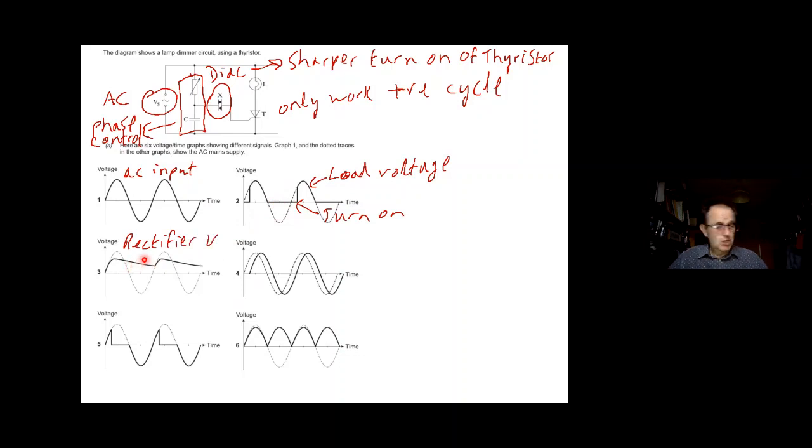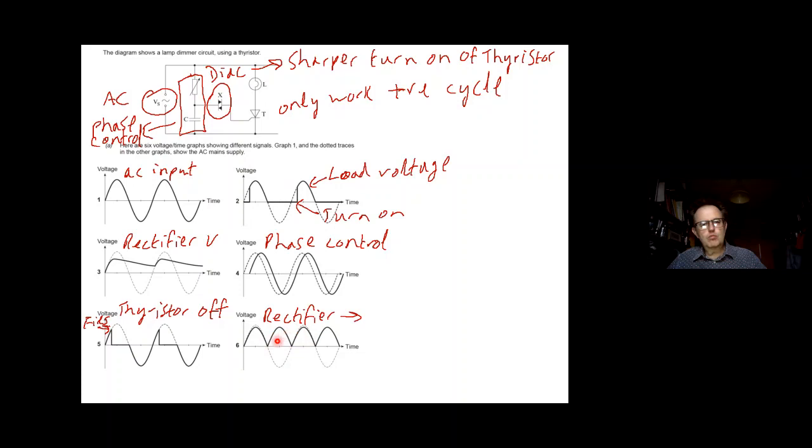Now that graph just reminds me straight away of a rectifier. So maybe it's got nothing to do with this question, they're throwing that in. Now looking at that, that is phase control. This is what happens when that resistor there has got a little bit of resistance. There's going to be a difference in phase. This one is showing the voltage of the thyristor. It fires at that point, that's where it switches on. And this one just shows a rectifier with no capacitor on it.